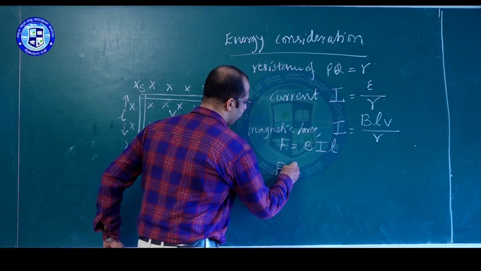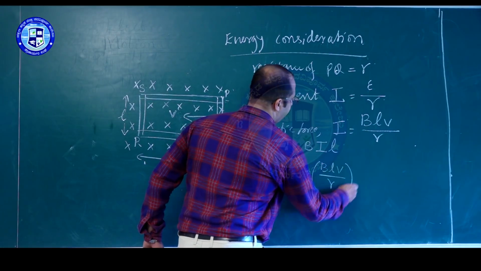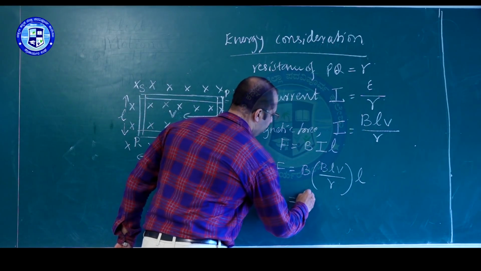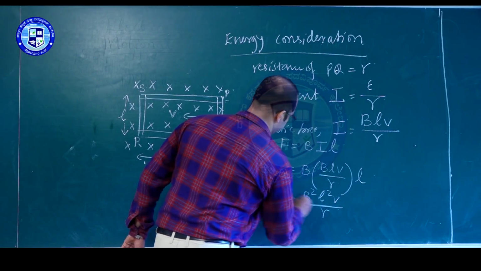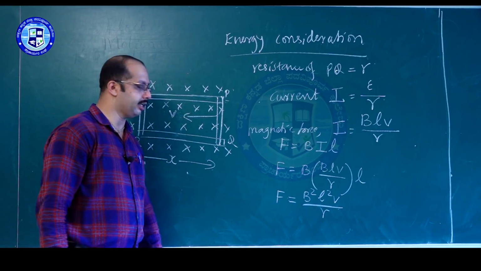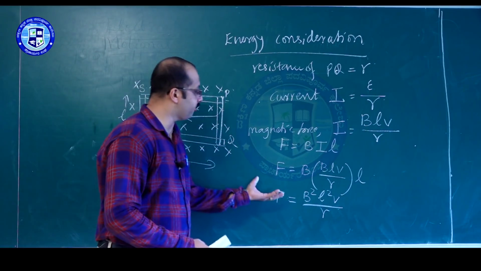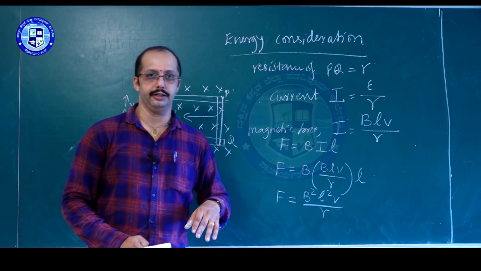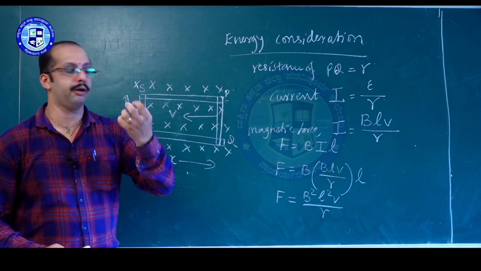From this, B into I is represented by BLV divided by R into L. So that is represented as B square L square V divided by R, that is equal to F. Now, this force is considered due to the drift of charges. Can we explain this with power?